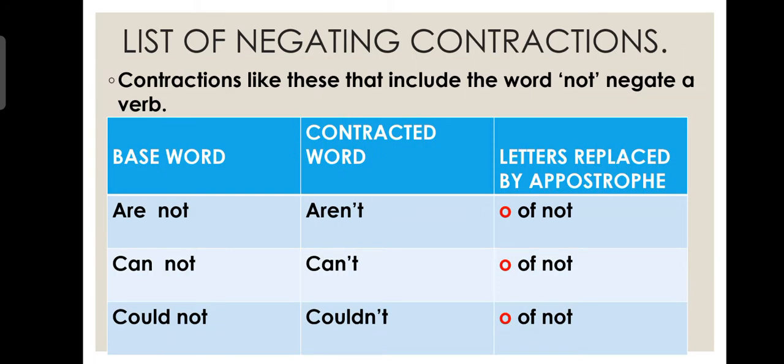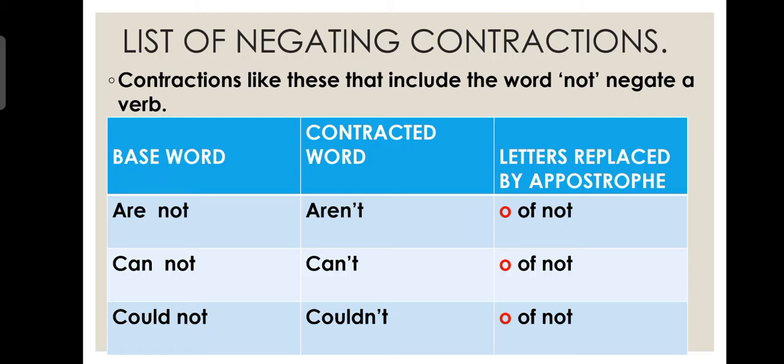So we have already done the positive ones. These are some negating ones. List of negating contractions. So what do these types of contractions do? Contractions like this that include the word not, N-O-T, negate a verb. It tells something which is not done, something negative about an action.